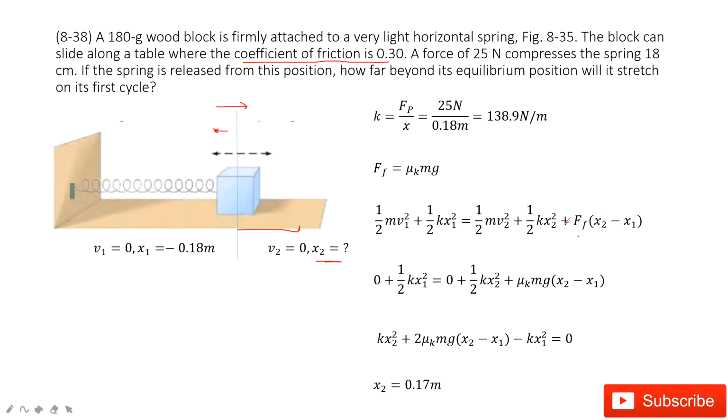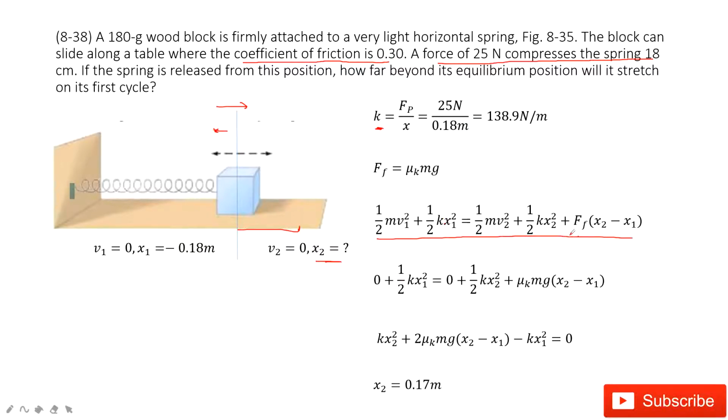And also, what we don't know yet is k. k is the spring constant. And it tells us one condition. You can see it says a force of 25 Newton compresses the spring by 0.18 meter. So that means the force is 25 Newton, and the distance it moved is 0.18 meter. So very easily we can get this k. Agree? k is good.